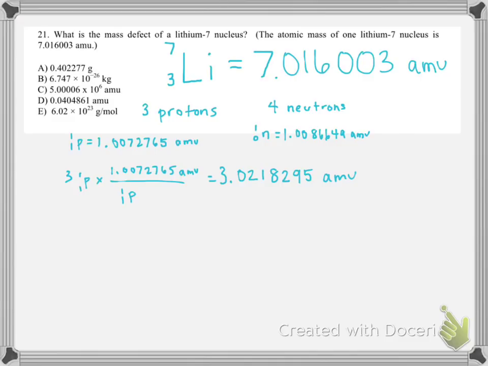We can do the same thing for the neutrons. So we have 4 neutrons, and each 1 neutron weighs 1.00866649 AMU for a total of 4.0346596 AMU.